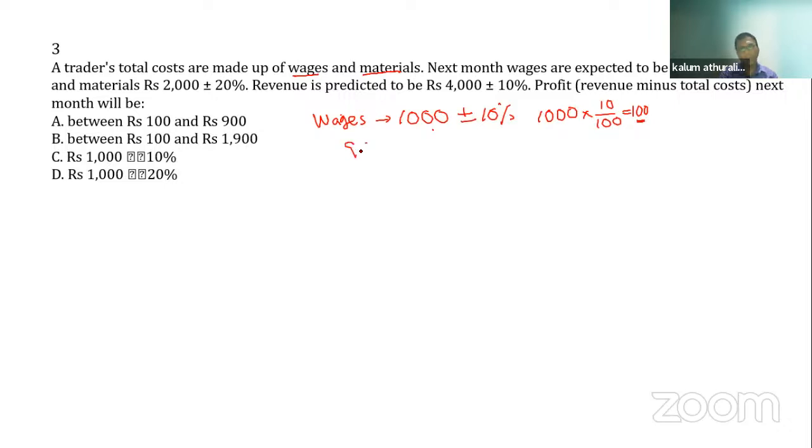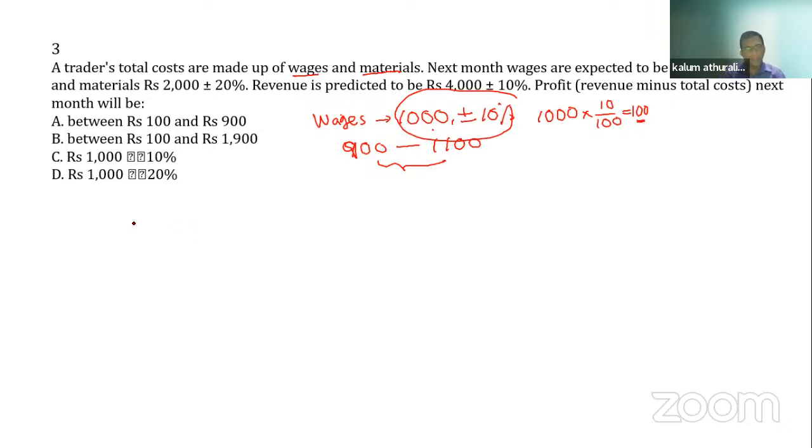That means wages should be 900 to 1,100. Wages can be varied in this range. The minimum wages is 900, maximum is 1,100. Average value is 1,000. Right.